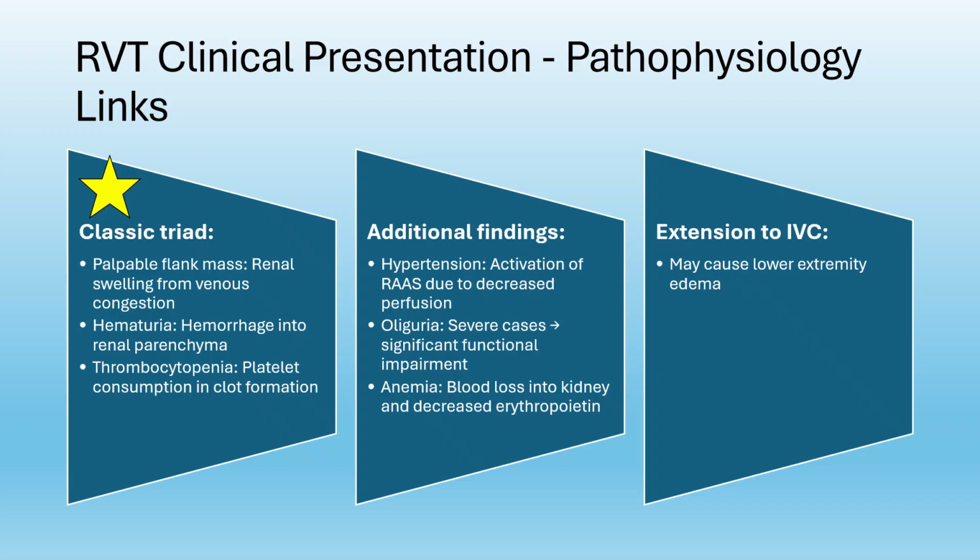Extension to the inferior vena cava represents particularly ominous development. When thrombus propagates beyond the renal vein, it can occlude venous return from the lower body, producing bilateral leg edema and cyanosis. This finding mandates immediate imaging and consideration of thrombolytic therapy.